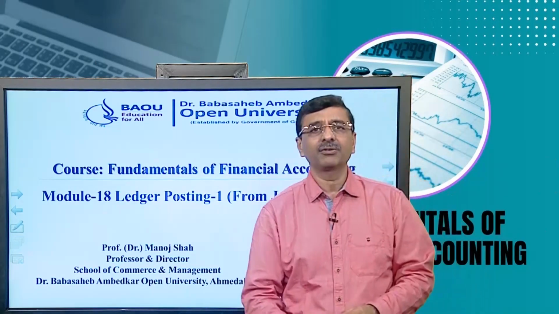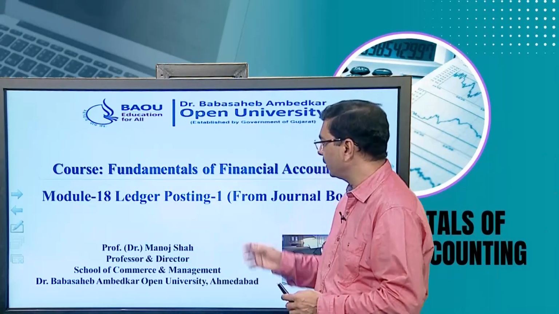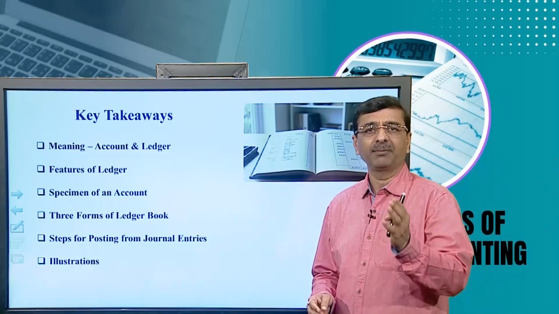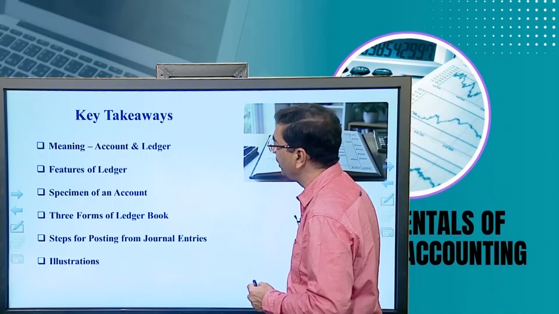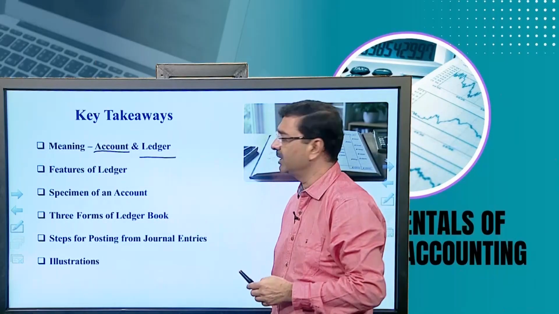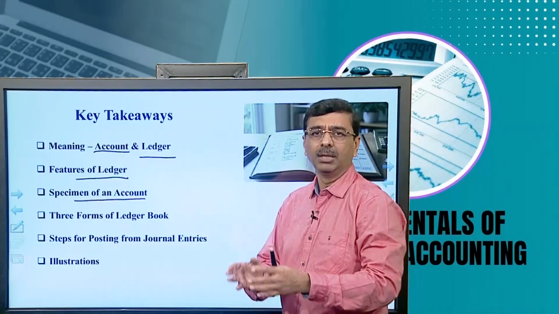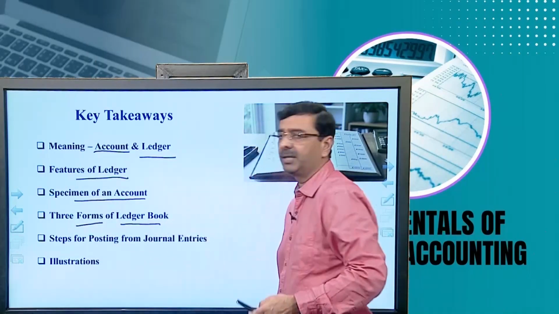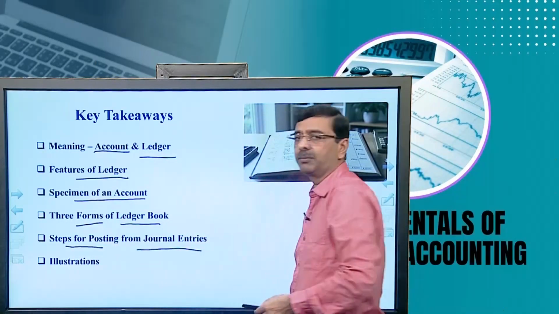So here we are just trying to understand the ledger posting one by one. In this particular chapter, we will try to understand the posting of the ledger books which are prepared from the journal books. Now here are some important topics to be discussed: what is an account and how it will be considered in the ledger book. So what is a ledger? Features of the ledger, specimen of the account, how you can prepare the ledger account, some important parts of the ledger books. Then we'll find out the steps of posting from the journal entries.